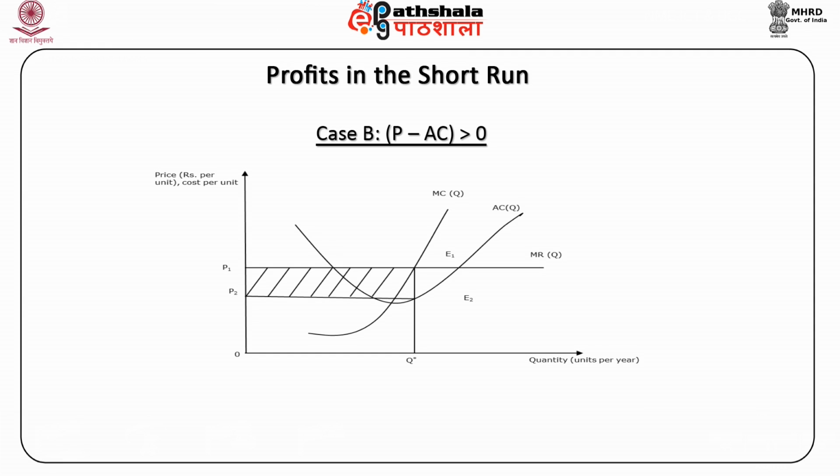The second case is such, where marginal revenue is equal to marginal cost at quantity level Q star and the price charged is P1 at equilibrium point E1. However, the average cost at Q star is P2, which is less than the price charged P1. The dashed area in the figure is the economic profit of the firm. It is the excess of price over average cost multiplied by the quantity. Thus, in this case, the firm is enjoying positive economic profits.